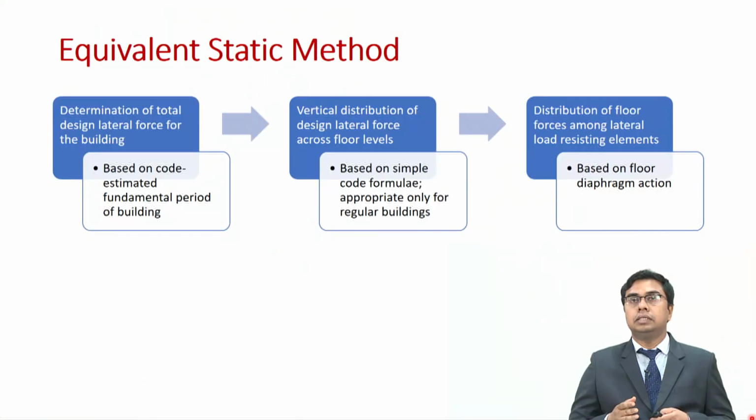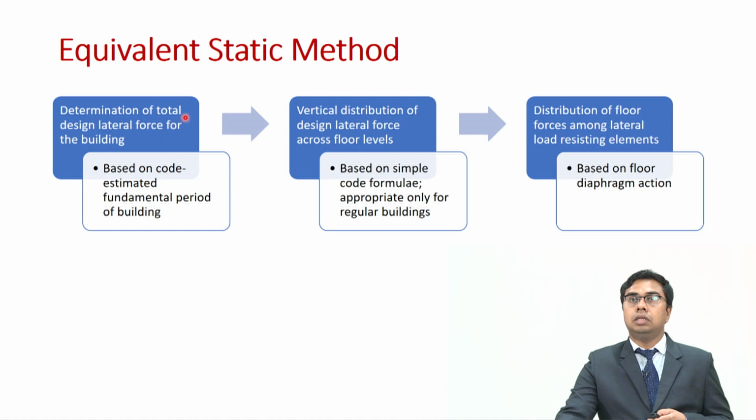Before we get into the example problem, let us summarize the steps involved in the equivalent static method. The first step was the determination of the total design lateral force for the building, which was based on the code estimated fundamental period of the building. We also looked into these expressions in the last class.